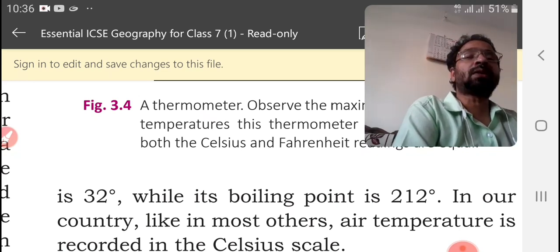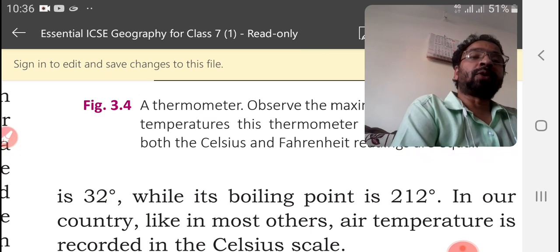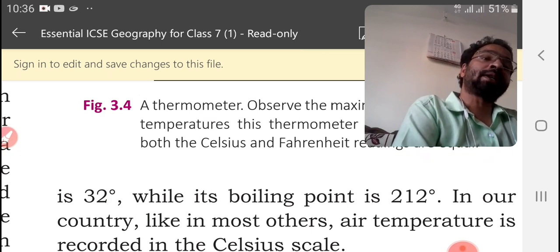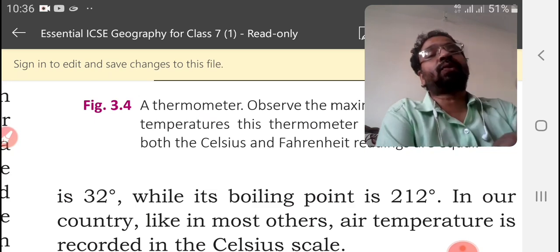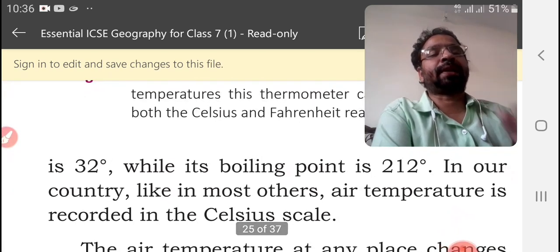Boiling point, what about the boiling point? Boiling point is 100 degrees on the Celsius scale. At the same time, on the Fahrenheit scale, it is 212 degrees.